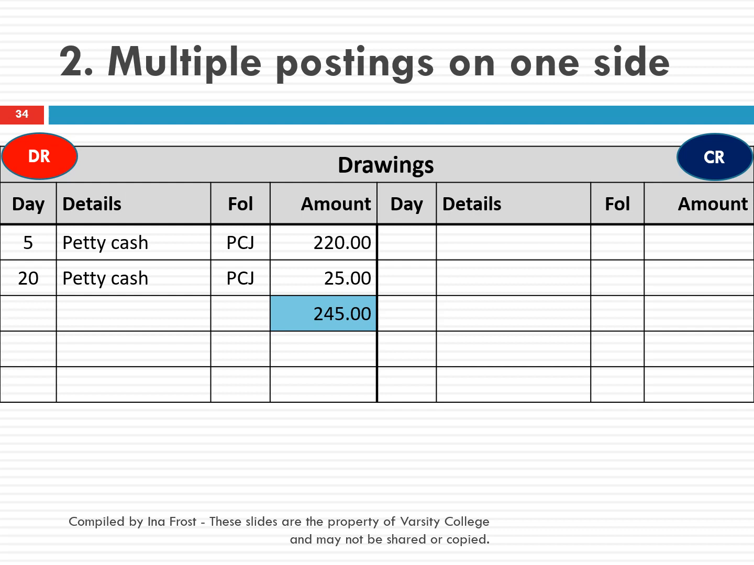If you have a number of entries, but they're all on the same side of the account. So in this example, we have a drawings account and all the entries for this particular month were just on the debit side of the account. So how we balance this drawings account now is we will purely add up all the entries on the debit side. So I took 220 plus 25, and that gives me 245. And now I've balanced this account. I'm ready for the trial balance.